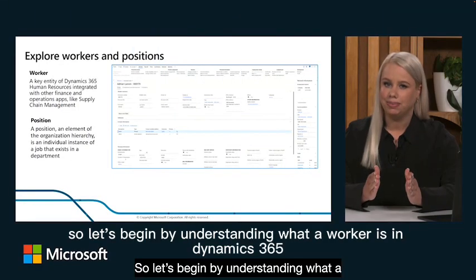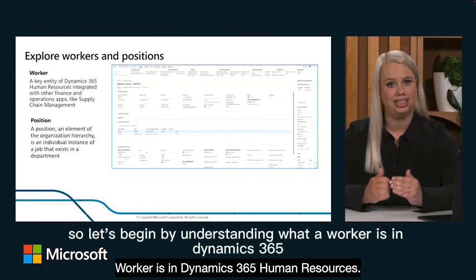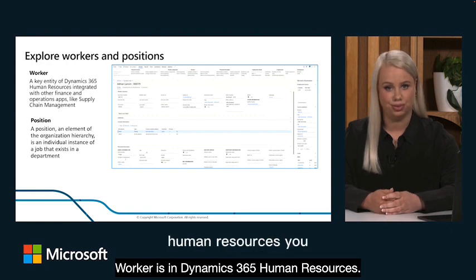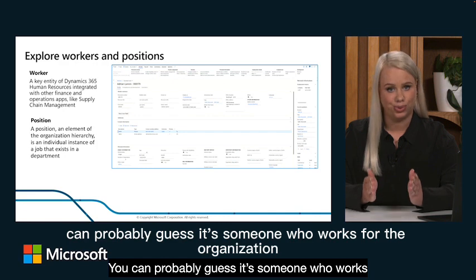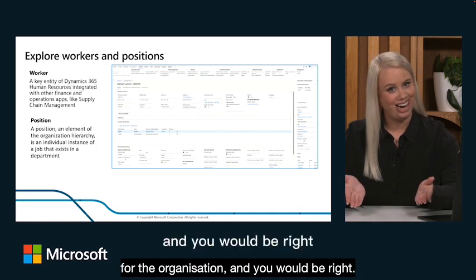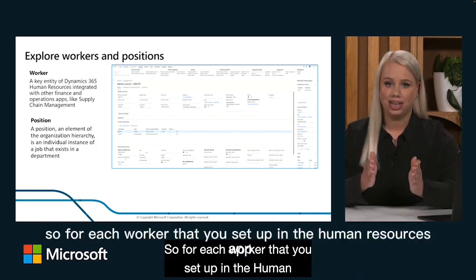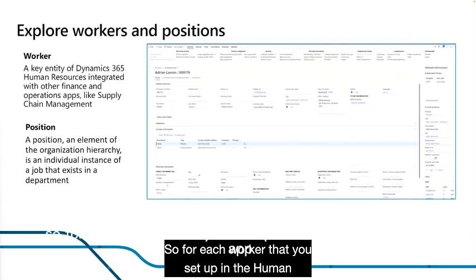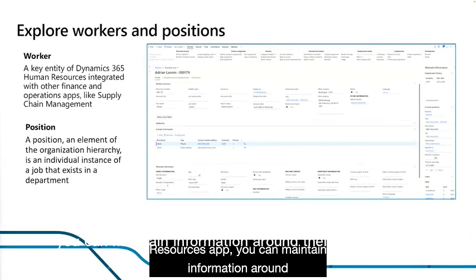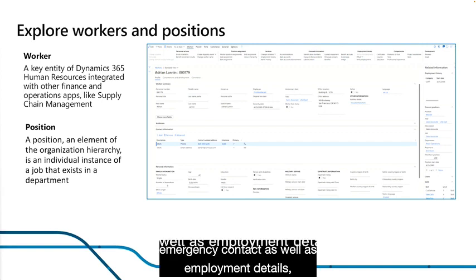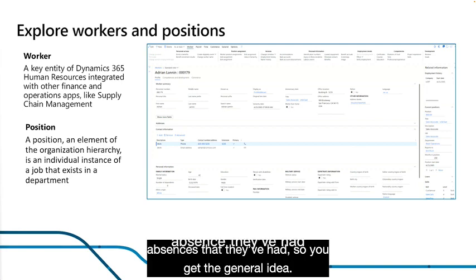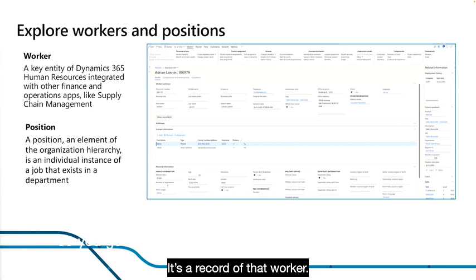So let's begin by understanding what a worker is in Dynamics 365 Human Resources. You can probably guess it's someone who works for the organisation, and you would be right. So for each worker that you set up in the Human Resources app, you can maintain information around their basic details like name, contact information, emergency contact, as well as employment details, absence they've had. So you get the general idea. It's a record of that worker.